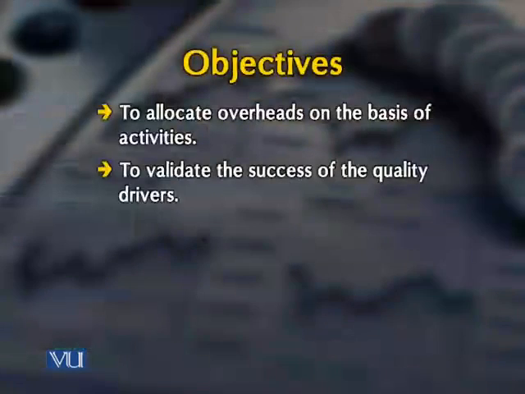So first of all, define the activities and then allocate. Work out what the budgeted overhead is for each activity, then validate the success of the quality drivers. Number 2 is find out the drivers of that activity. I mean, if you are doing this activity, what are the drivers which are causing the cost of that activity?